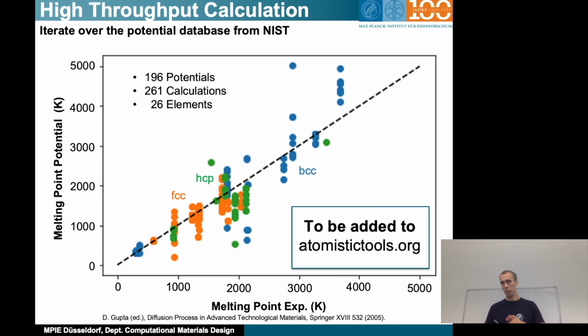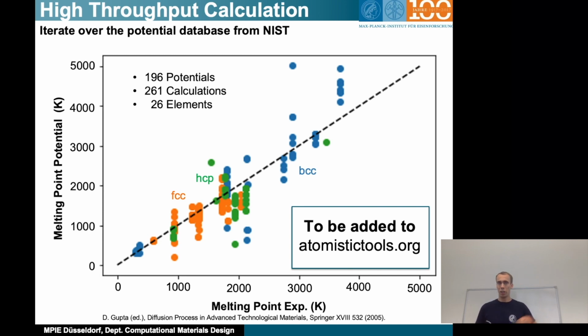And we can see, okay, there are certain elements where it seems like the potential fitting is very difficult to get the melting point right. There are others where some potentials lie nicely on top of the predicted melting points, and other potentials spread more. And really now it's a tool everybody can use, right? So it's now part of atomistic tools. If you want to calculate a melting point for your interatomic potentials, it's very simple now.